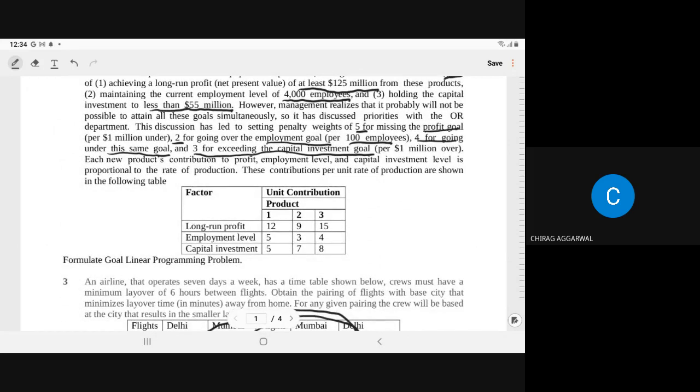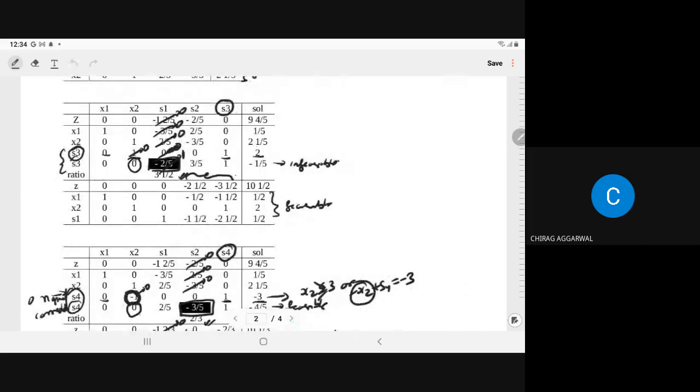So here is the unit contribution of each product. Here we have three processes and three products. So their contributions are given. Formulate the goal linear programming. Right, so first of all, we have to decide the variables.